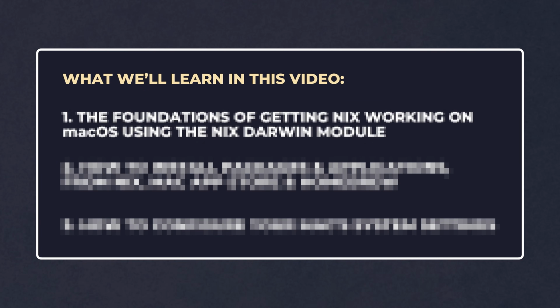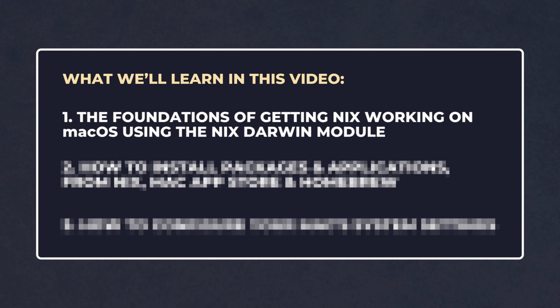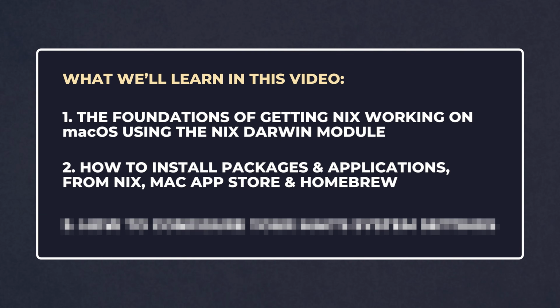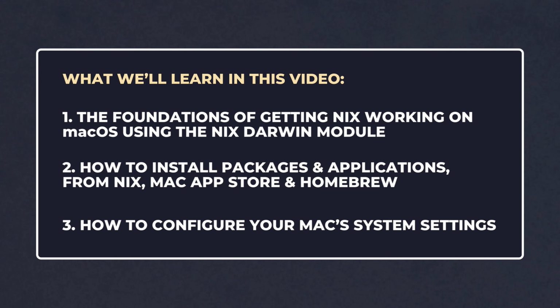So in this video, we're going to take a look at the foundations of getting Nix working on macOS with the nix-darwin module. Then we'll take a look at how to install packages from the Nix repository, as well as how to install applications from both the Mac App Store and Homebrew as well. Lastly, we'll round off this video by showing how to use Nix to configure our Mac system settings. As for all the other features that Nix provides, such as managing dotfiles, I'll be saving those for another video.